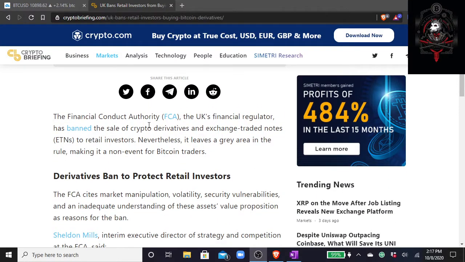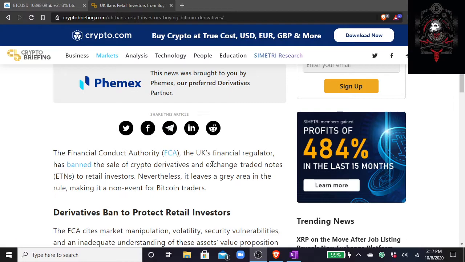But the Financial Conduct Authority, FCA, the UK's financial regulator, has banned the sale of crypto derivatives and exchange-traded notes, ETNs, to retail investors. Nevertheless, it leaves a gray area in the rule, making it a non-event for Bitcoin traders. So it's pretty much saying that if you're poor and you don't have a huge trading account, you will no longer have access to derivatives, which in my opinion is a very good tool, especially once you've got a buttoned-down plan and you're doing things right, and you are profiting a lot more than you're losing. Trading is hard.